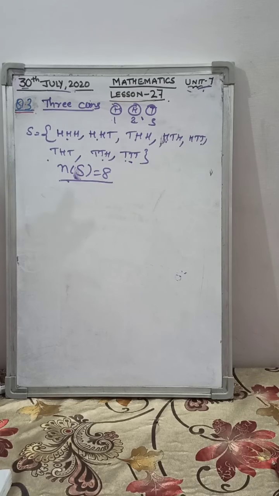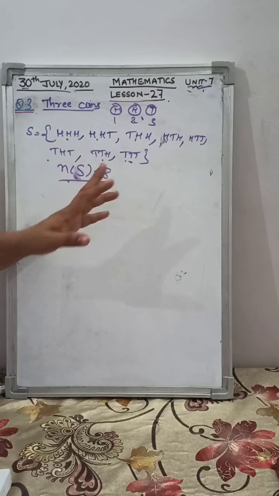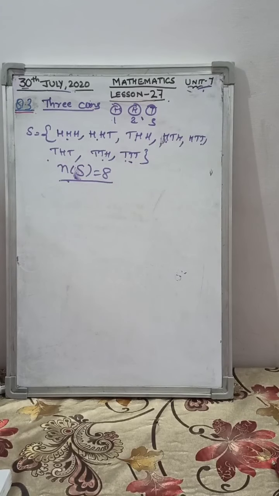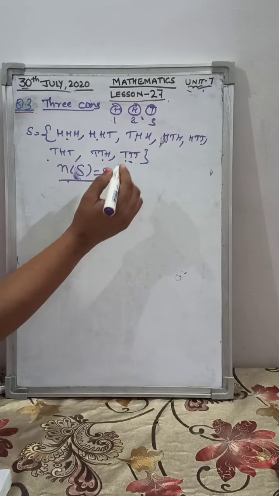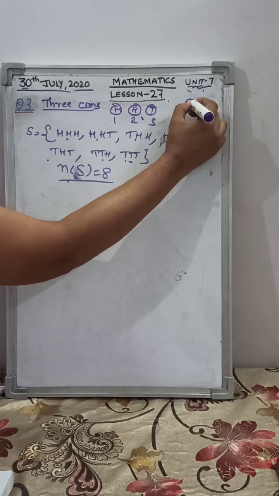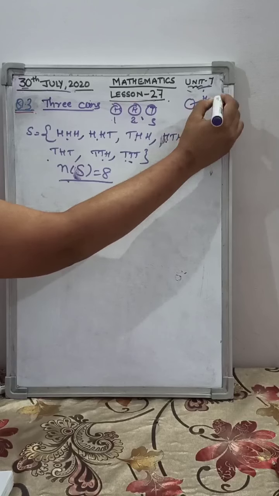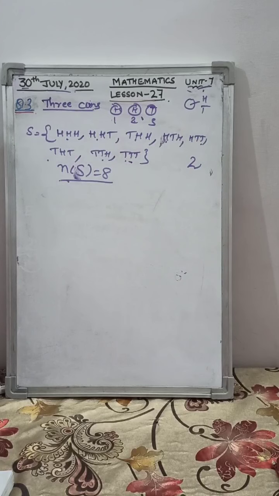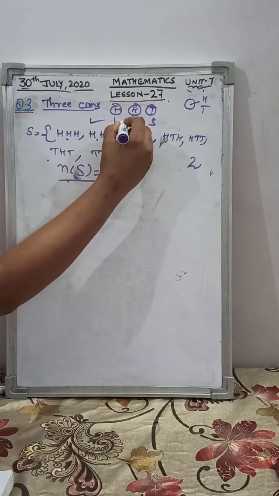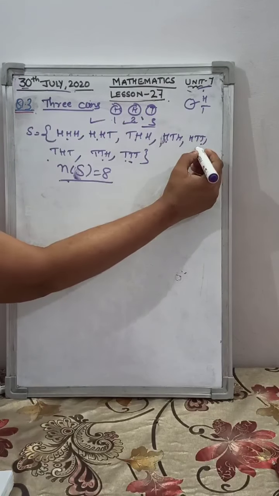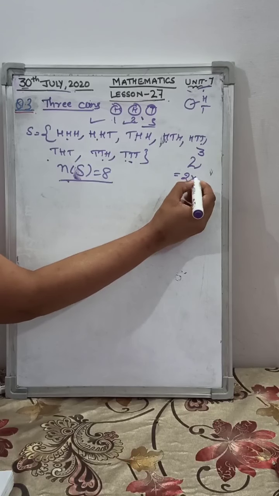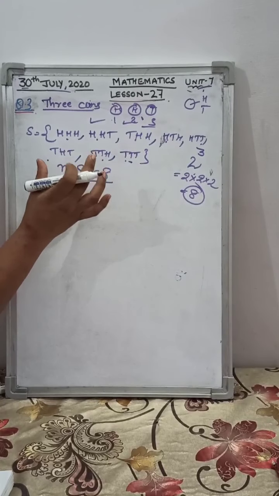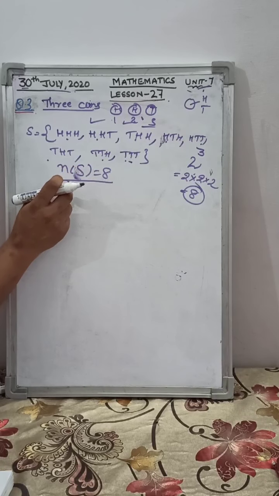Now suppose there are 3 coins, and you have taken out 8. How are you confirmed that 8 elements will be there? So there is a formula. Coin 1 has how many possibilities? Either head or tail, so 2. And how many coins are there? 1, 2, 3 in this question. So 2 to the power 3, which will be 8. So that means you have to write 8 elements in the sample space.